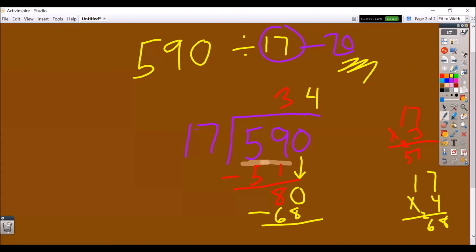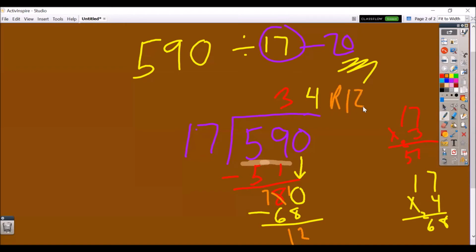And now remember, I saw this in class today. Some of us were forgetting when we get here, we still have to do our regrouping. We still have to have sound subtraction skills. So 10 minus 8 is 2, 7 minus 6 is 1. The remainder is smaller than our divisor, so I know I'm done.